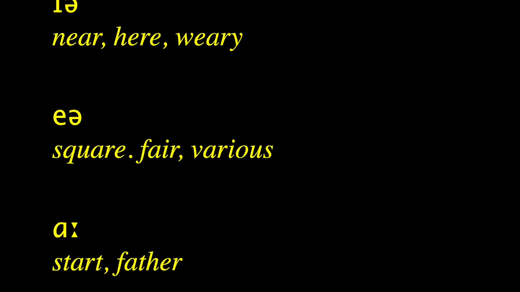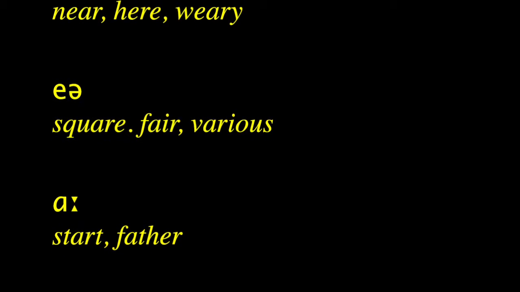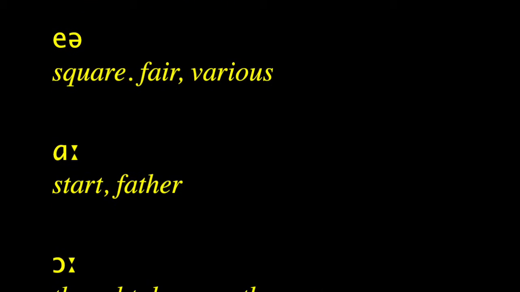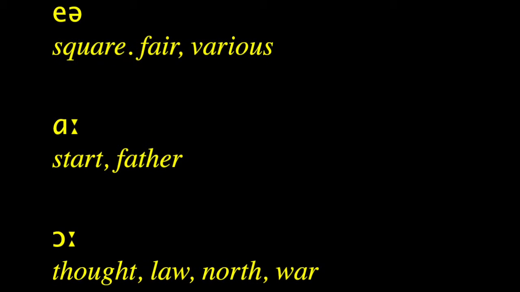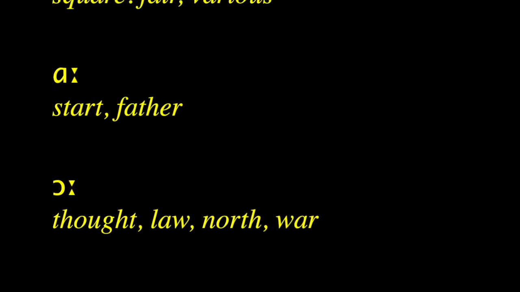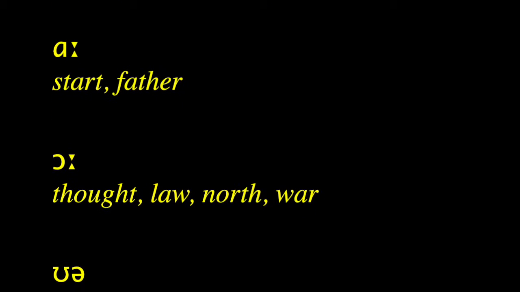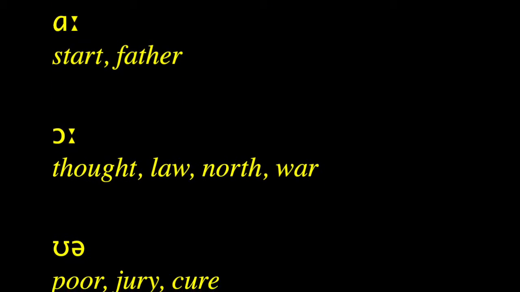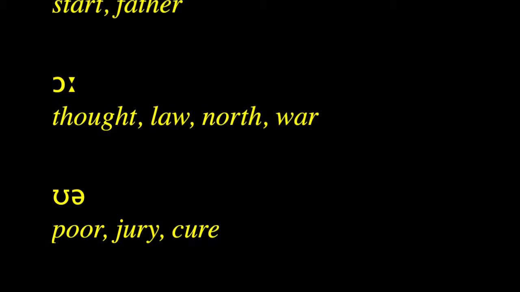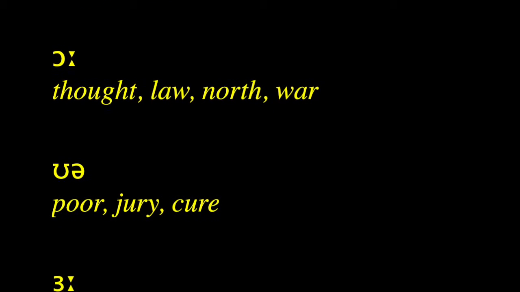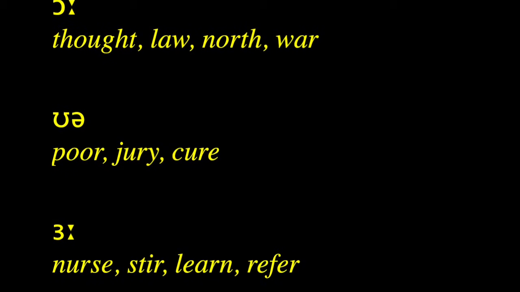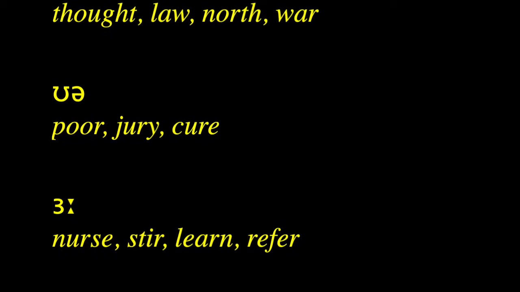But this is a vowel combination you hear in near, here, and wary. You can see this A is followed by a length marker as well. This is the long vowel you hear in the words start and father. This backward C is followed by a length marker. This is the vowel you hear in thought, law, north, and war. It's a little difficult to recognize this as the same vowel when it's followed by an R. The R coloring really changes our perception of it.